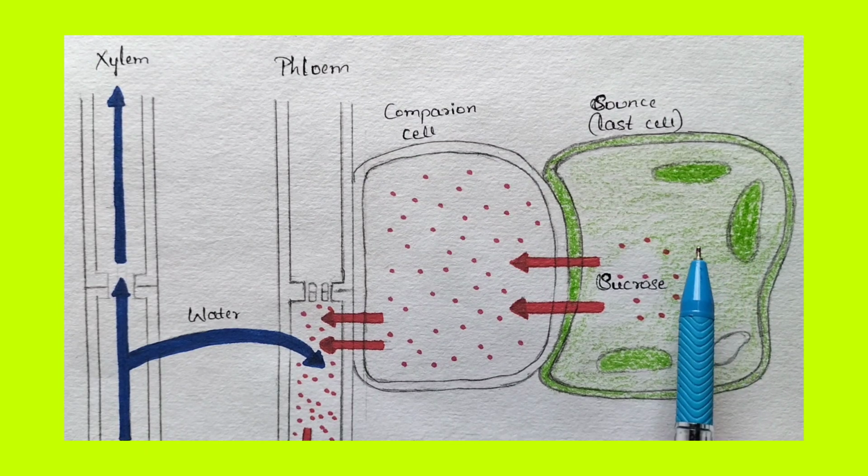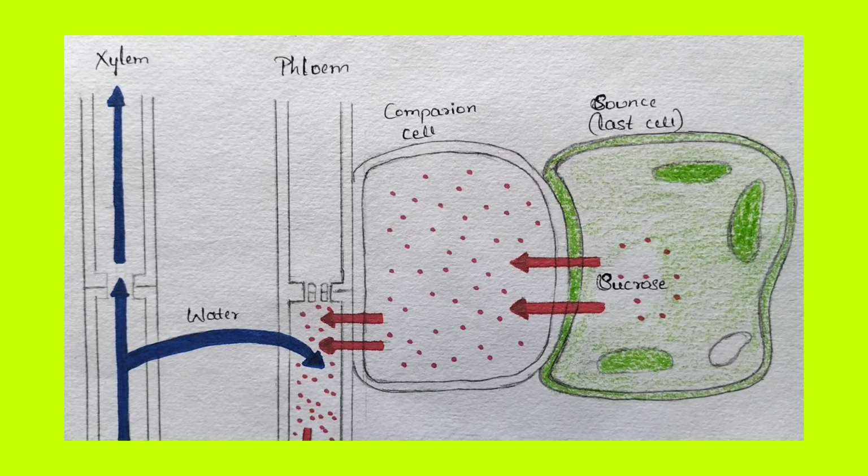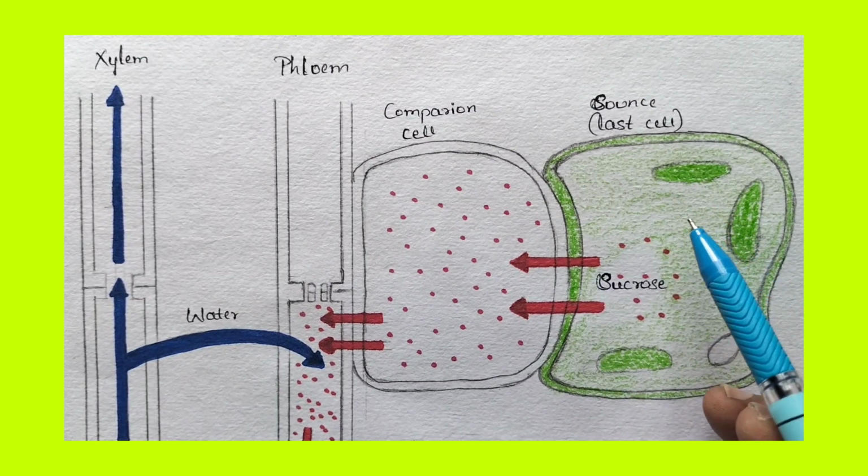So which are the raw materials that are required for photosynthesis? Chlorophyll, one. Second one is water. Then sunlight. This chlorophyll has absorbed sunlight.